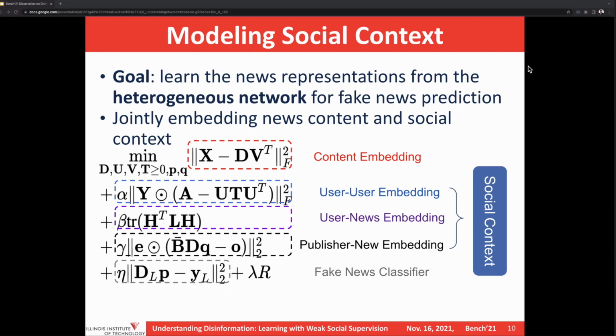The first one is what we call the news content embedding. It learns the news representation by factorizing the bag-of-words matrix. And the social context embedding actually includes several parts. First is the user-user embedding, which will try to learn the user social relations and map the relation to the embedding space. It also includes user-news embedding and publisher-news embedding to encode the relations between user and news, and publisher and news. Finally, we incorporate a semi-supervised linear classifier to map the news representation to the label. Okay, so this is overall our framework.